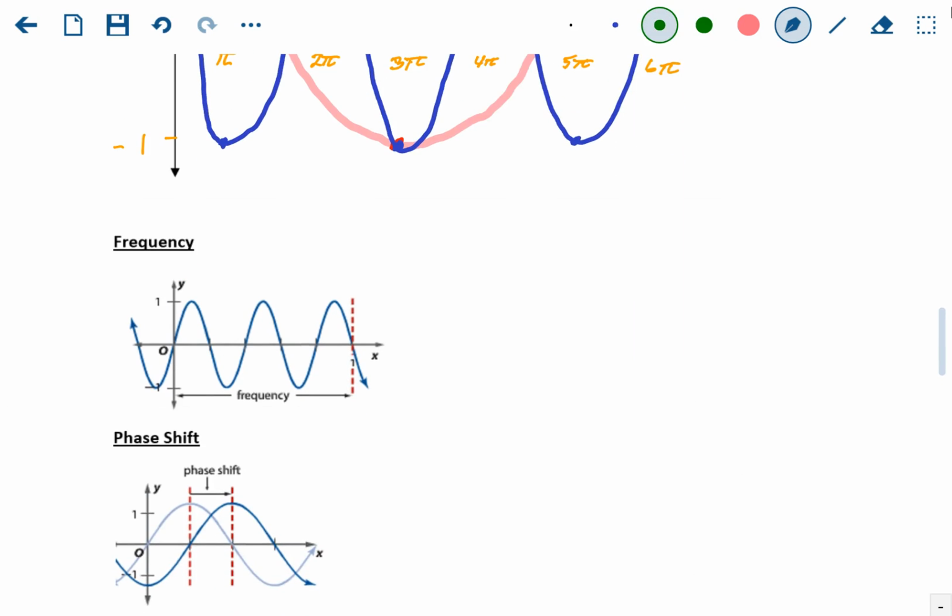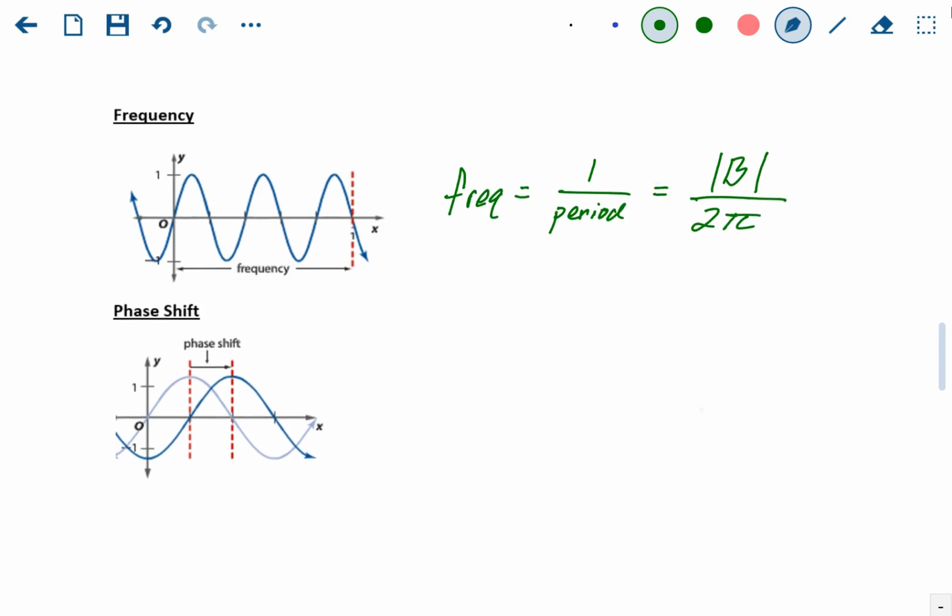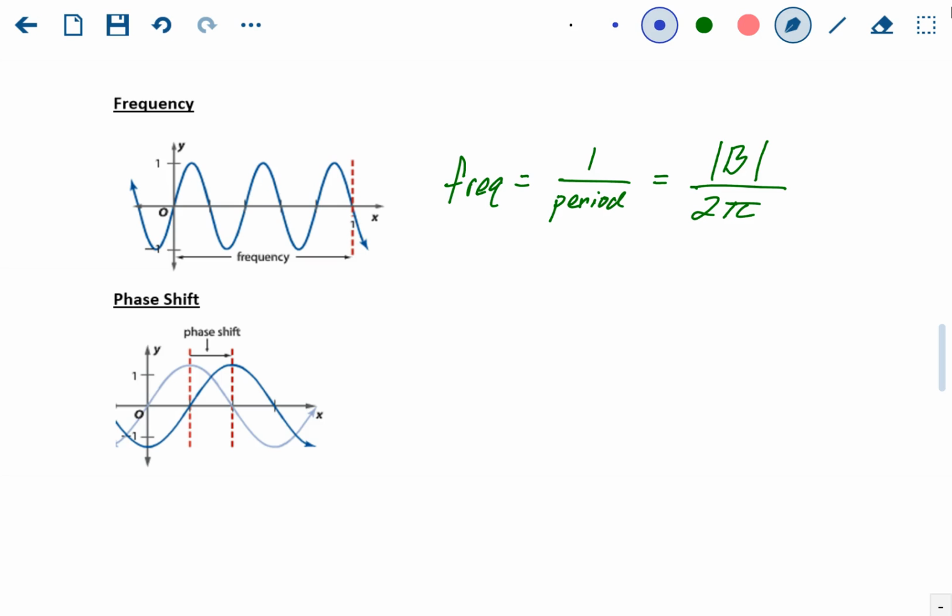Frequency, we're not going to deal with a lot, but the frequency is, like we said in the last lesson, the inverse of the period. So if you know the period, 1 divided by the period is going to be your frequency. Or it has its own formula. It's just the period formula flipped over: absolute value of b divided by 2 pi. That'll tell you the frequency. Again, we're not going to find that.